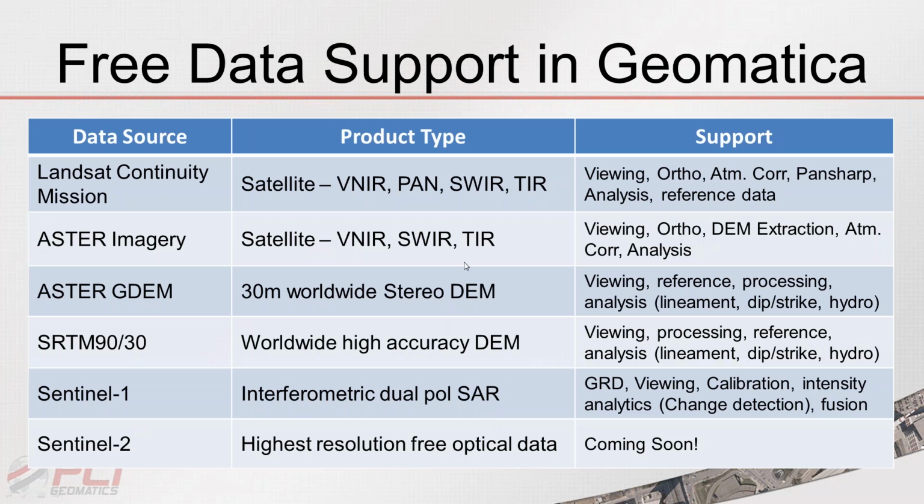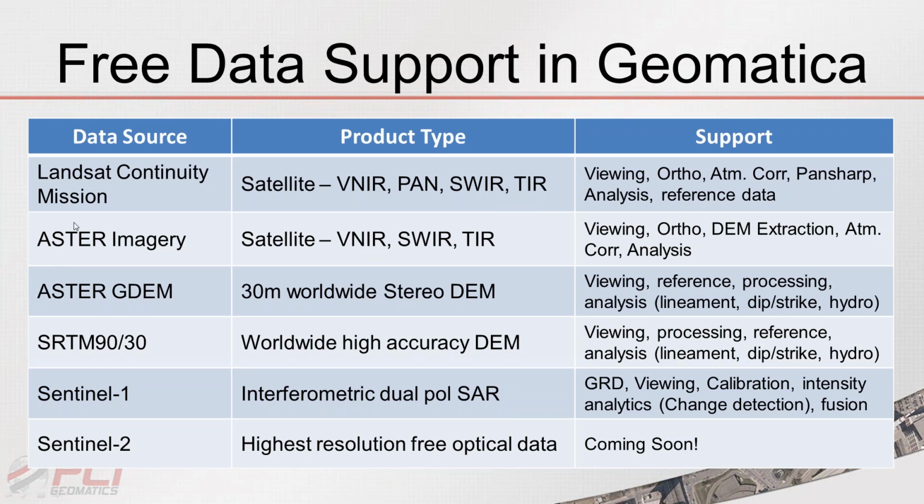So within Geomatica, we have a wide variety of support for most of the popular open source or freely available data sources. So of course there's the very popular Landsat continuity mission, which has the most recent Landsat-8 sensor, which is provided by the USGS. So this provides you with visual, near-infrared, pan, shortwave infrared, thermal infrared data. And within Geomatica, we have a variety of support, everything from orthorectification to atmospheric correction, pan sharpening, analysis, and the ability to use it as a reference.